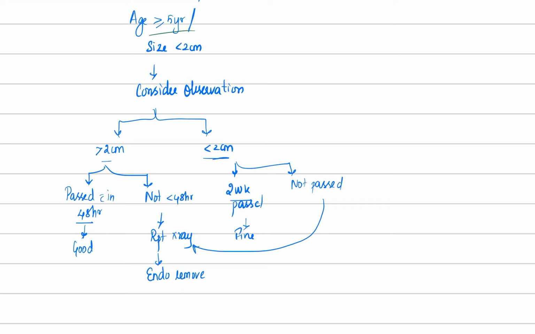So above 5 years, you observe the child, whether the size is more than 2 centimeter or less than 2 centimeter; you give them time to pass it in stools. If the size of the battery is above 2 centimeter, you wait for 2 days. If the size is less than 2 centimeter, you wait for 2 weeks, beyond which point you will remove it endoscopically.